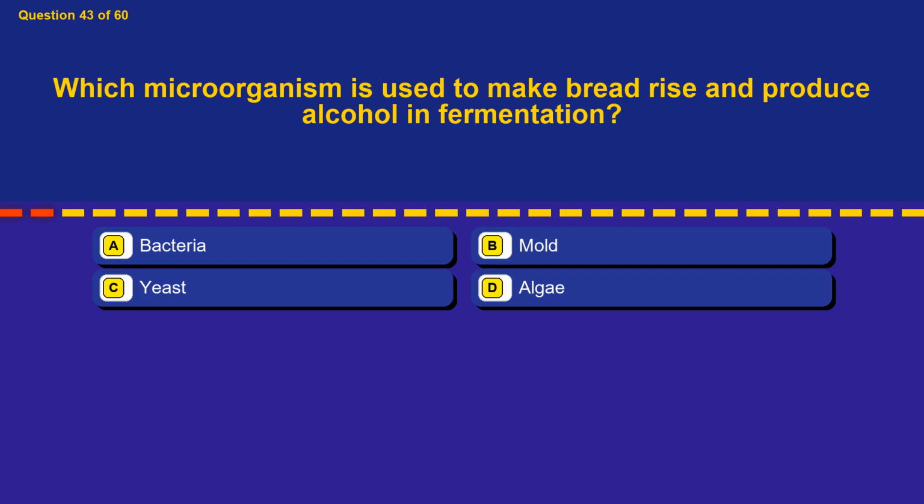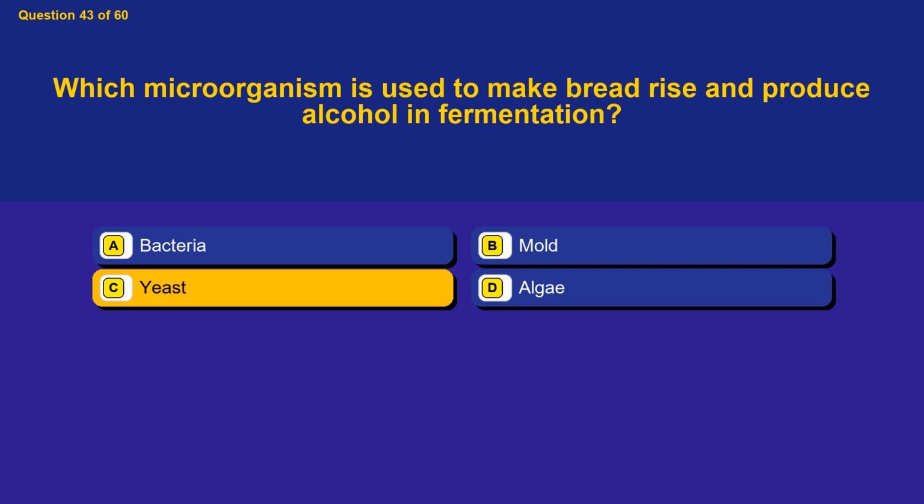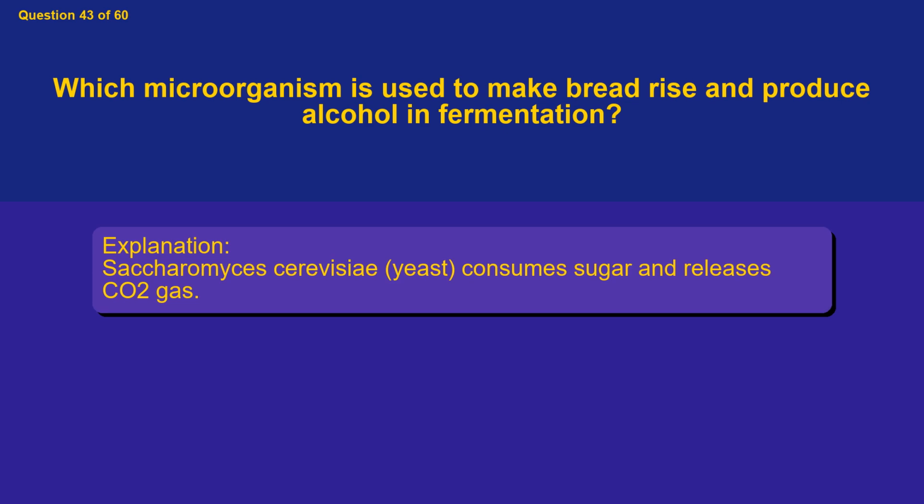Question 43. Which microorganism is used to make bread rise and produce alcohol in fermentation? Option A. Bacteria. Option B. Mold. Option C. Yeast. Option D. Algae. The correct answer is option C. Yeast. Saccharomyces cerevisiae, yeast, consumes sugar and releases CO2 gas.